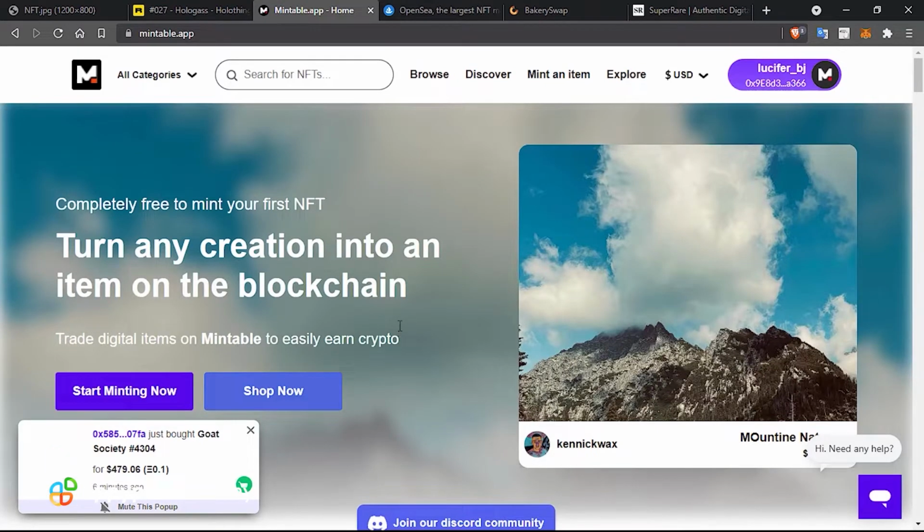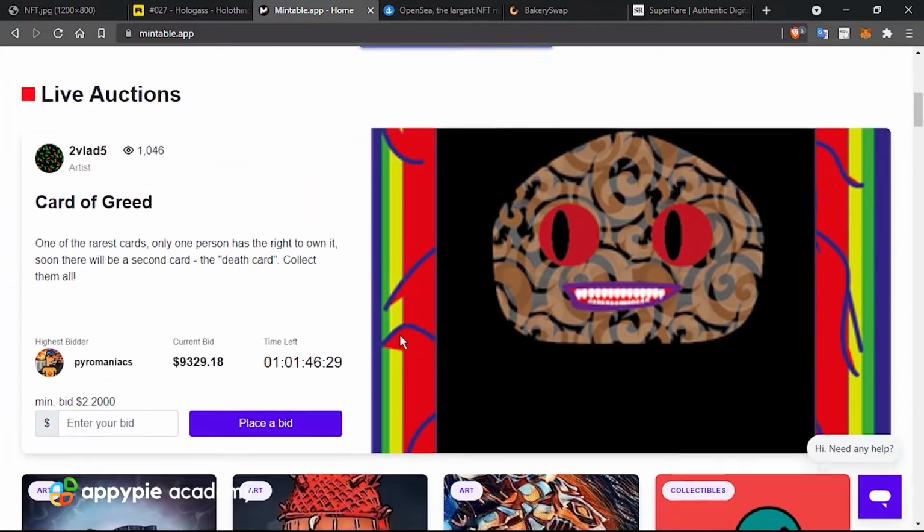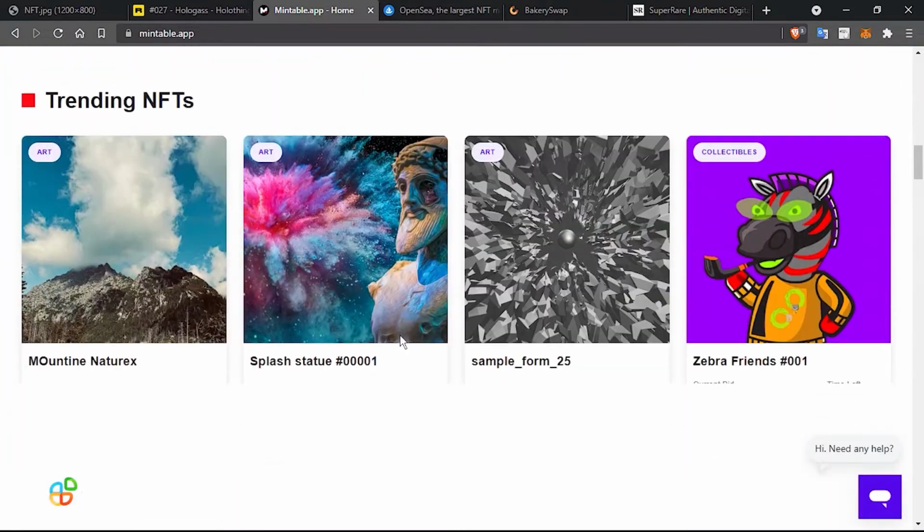The next we have is Mintable. You have already seen Mintable; I had shown you earlier. This is also one place where you can mint or create your NFT. You can see here a lot of transactions are taking place minute by minute. Some person just bought some item. So even on this site, let's see some of the images.